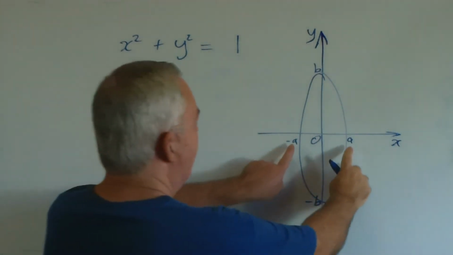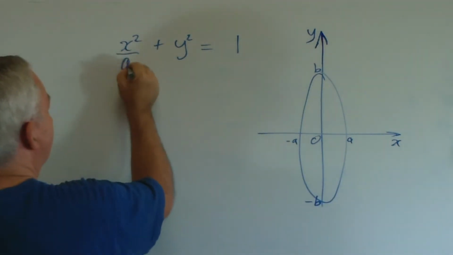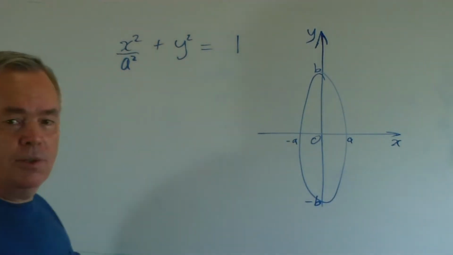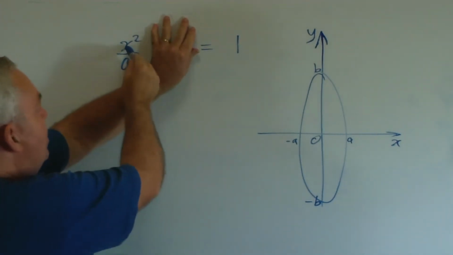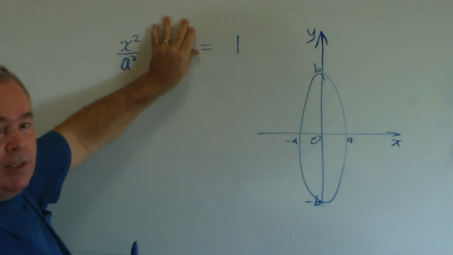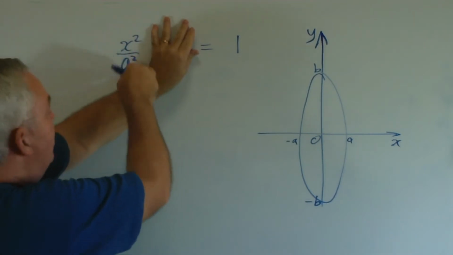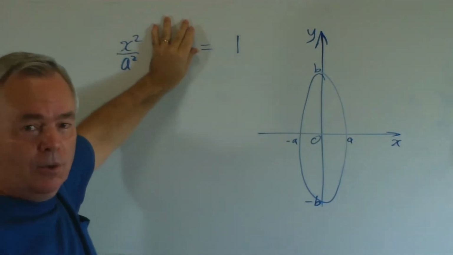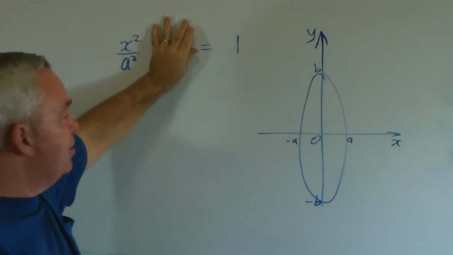And the way we get x to go from a to minus a is to do this. You can see that when y is worth 0, when x is worth a, we get a squared over a squared, which is 1. And when x is minus a, we get minus a all squared, which is plus a squared over a squared, which is 1 also. So this is a rather clever way of distorting the x-axis.